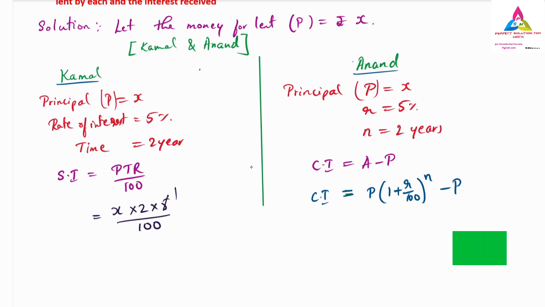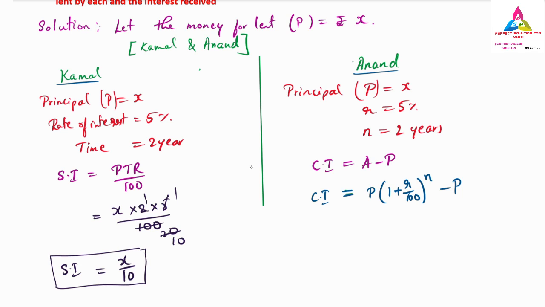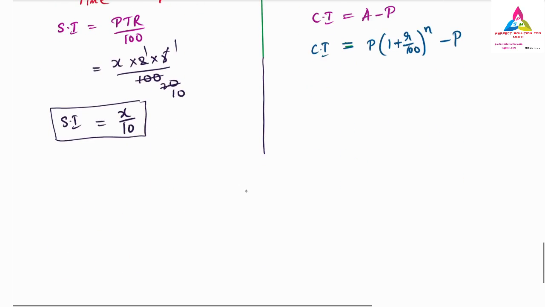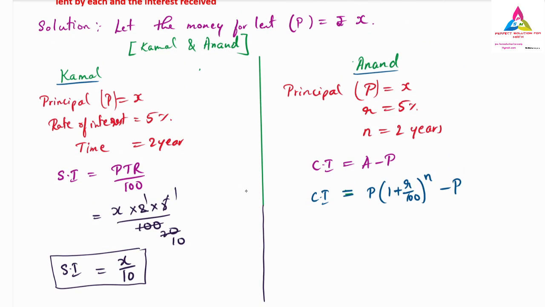Obviously 5 ones are 5, 20s are 100, and 2 ones are 2, 2 tens are 20. So here the answer of simple interest is equal to X by 10. This is the simple interest. We can write it down this way. Okay, so next we will move further. We will go to the other side and find it in a similar way. And one more important thing they have mentioned, that I will discuss later on.